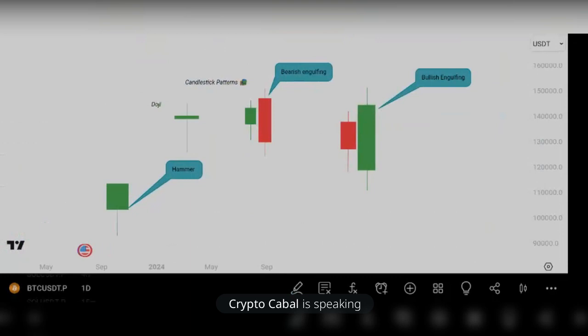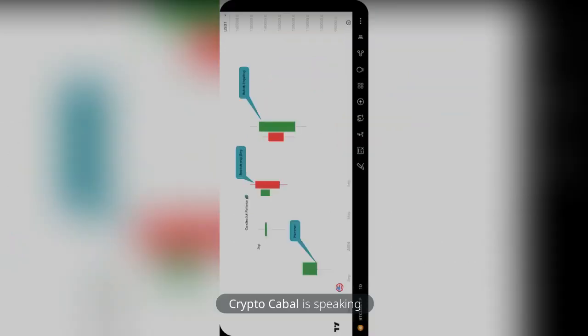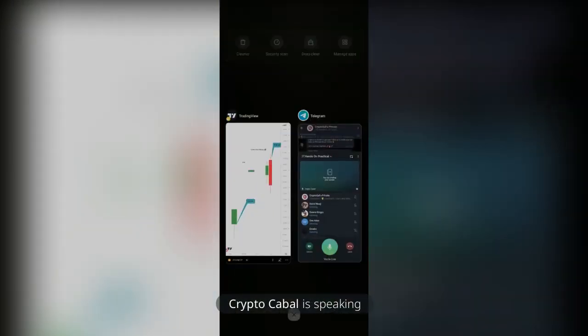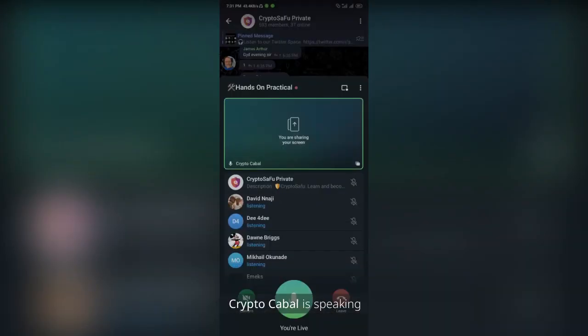But today we talked about the doji, we talked about the engulfing patterns, where I made mention of the bullish and bearish engulfing. Then I talked about the hammer candlestick patterns. And this is where I am going to wrap it up for today. So quickly, I don't know if we have questions on anything I have shared with you tonight.